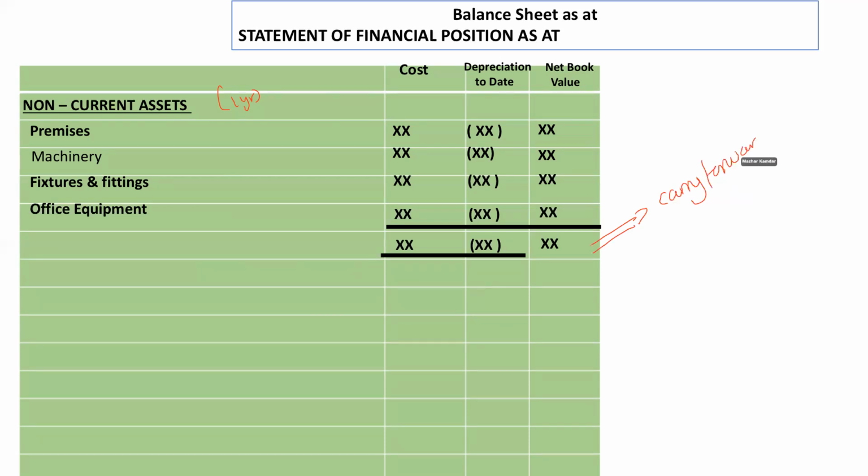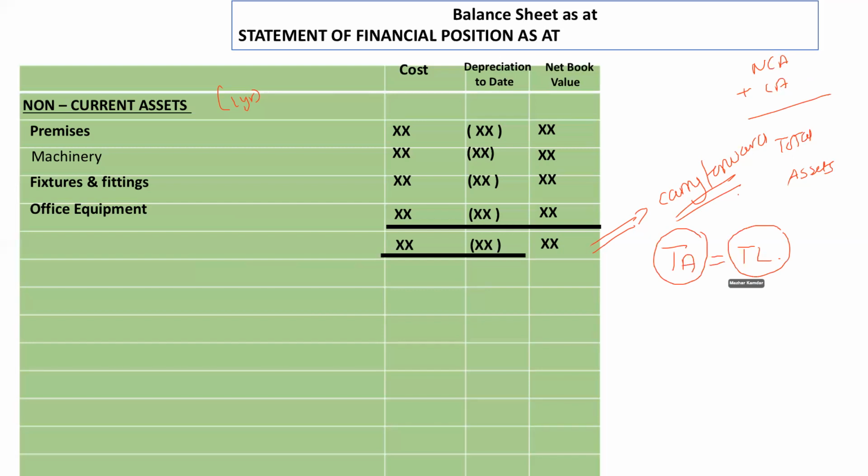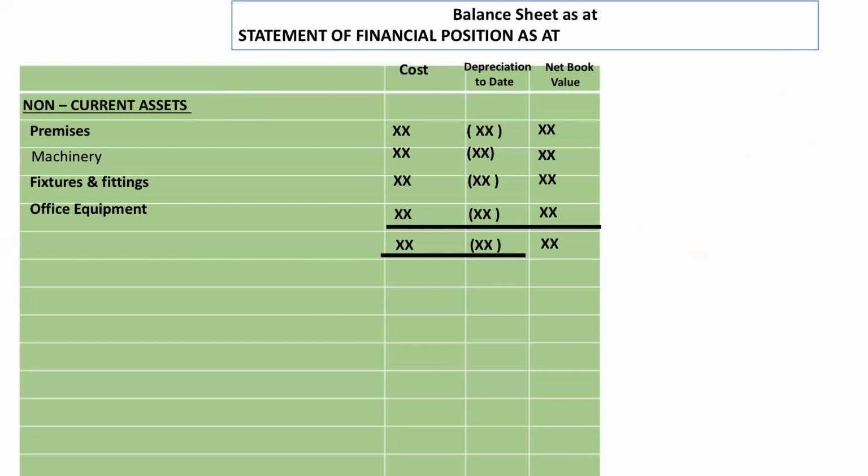This will be the column that we are going to carry forward. In your non-current assets, when you add your current assets, you will get your total assets. And always remember that in your balance sheet, your total assets is always equal to your total liabilities. So you will add your current assets.